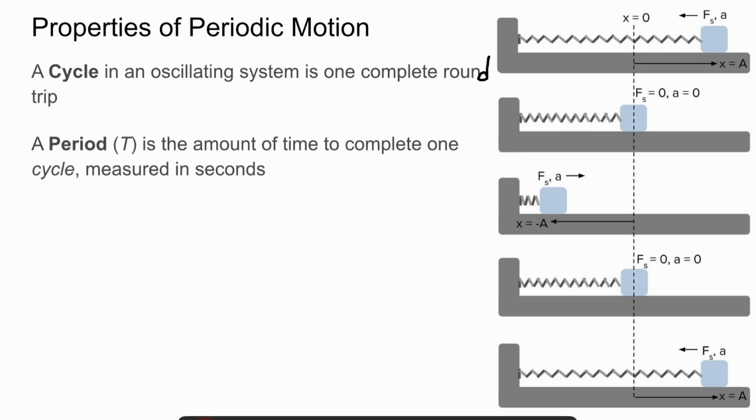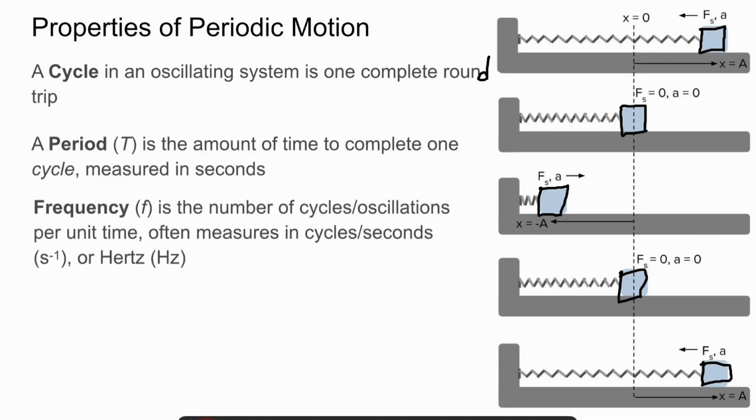And we would typically measure this in seconds, right? So if we started in the system described by the diagrams, on this furthest displacement, we would have to move through the equilibrium position, back to the furthest displacement in the other direction, back through the equilibrium position, and then finally back to that original position. And the amount of time it takes to do that would be the period for this system.